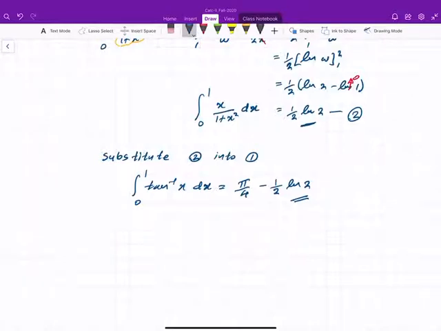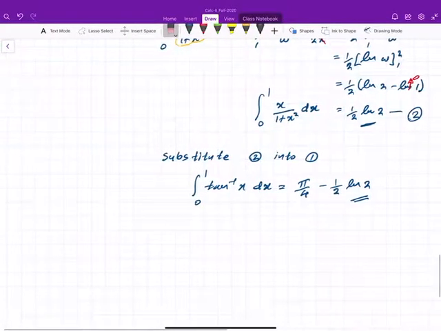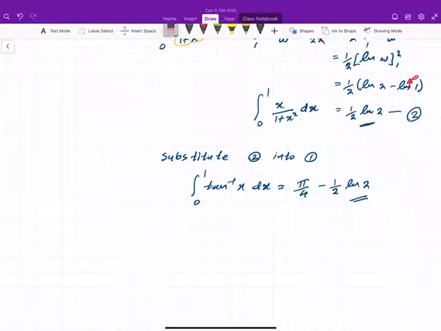Alright, so this is the solution. We don't have a constant. The reason why we don't have a constant is because this is definite integration. Alright, so let's move to the next problem. Example number 4, which is the last example.